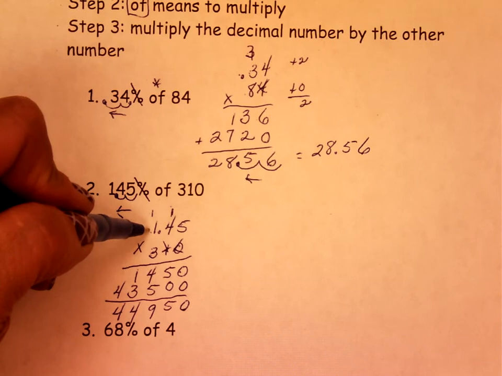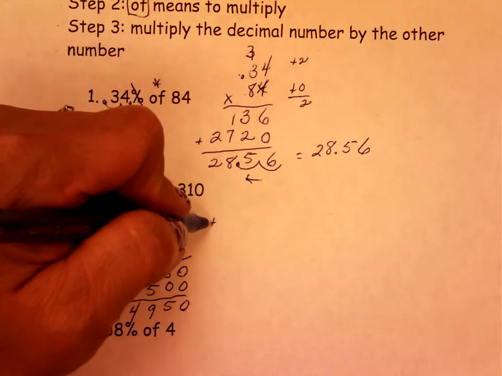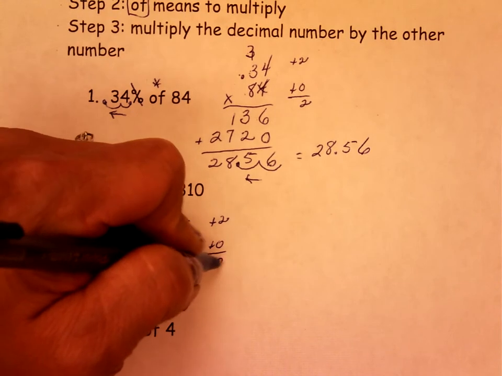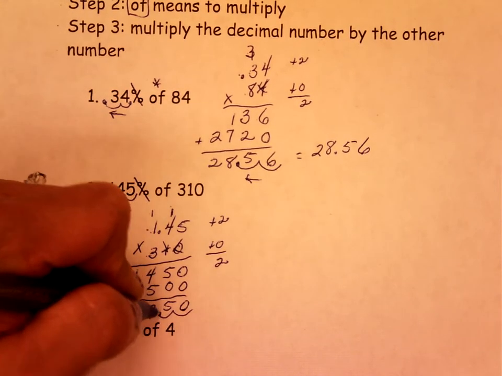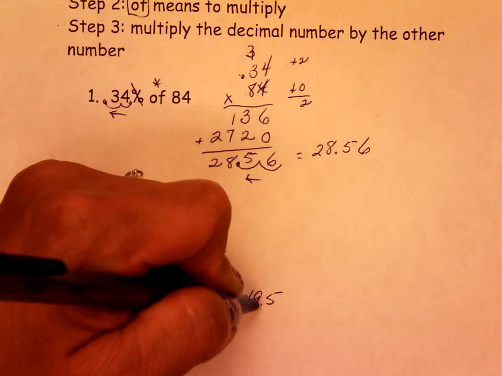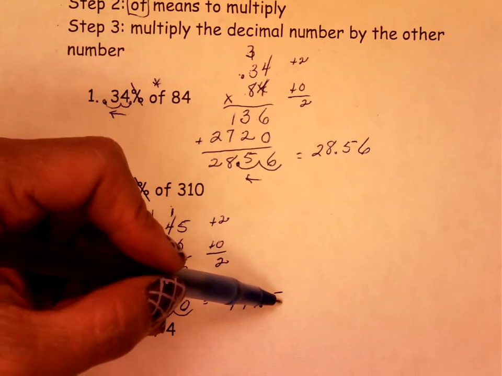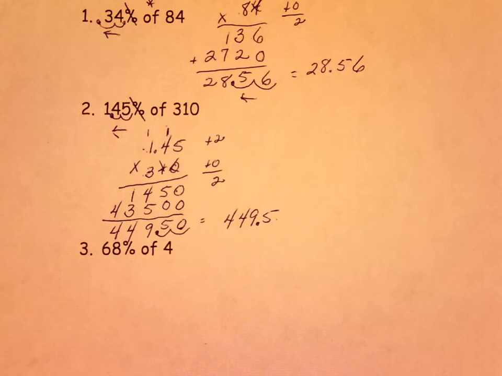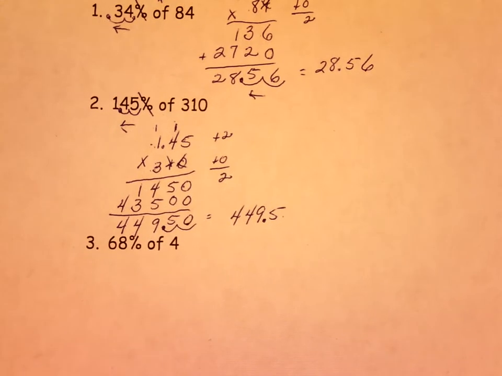How many times did the decimal move in 1.45? Twice. How many times in 310? 0 times. Total time is twice. So you move the decimal twice, and the answer is 449.5. You can have the 0 here if you want, but it is not necessary. All right, go ahead and try problem number 3, and when you are ready, you can push play.